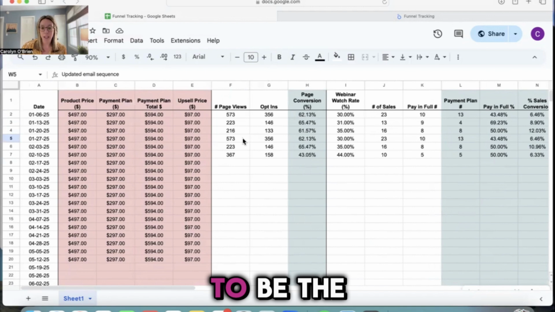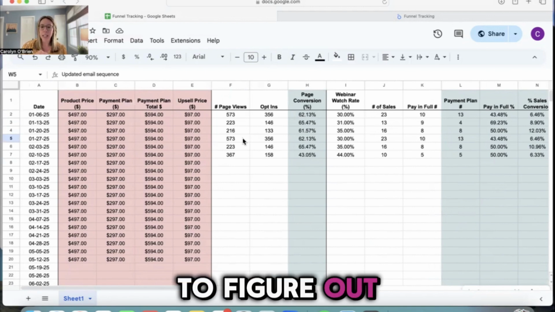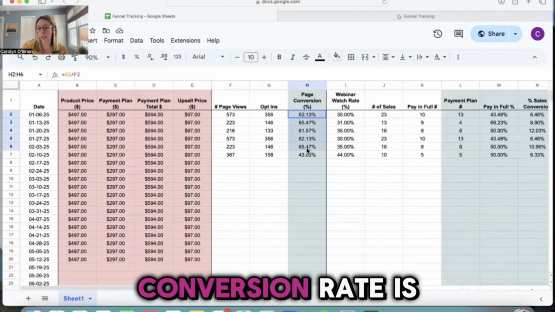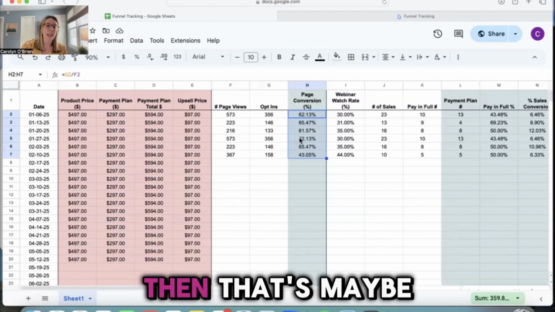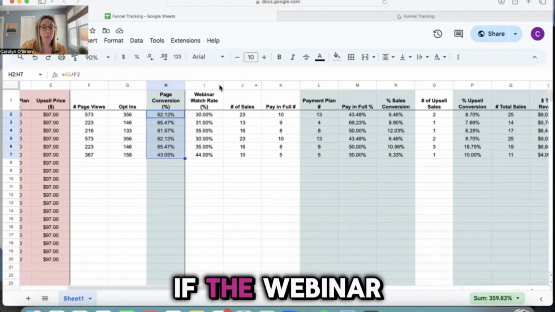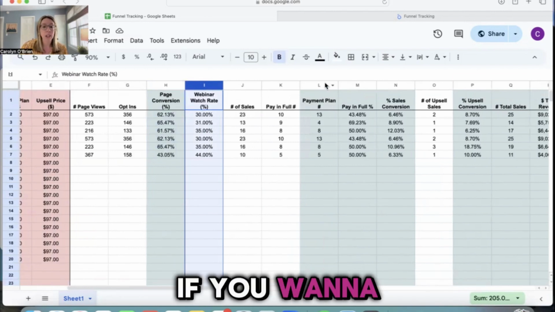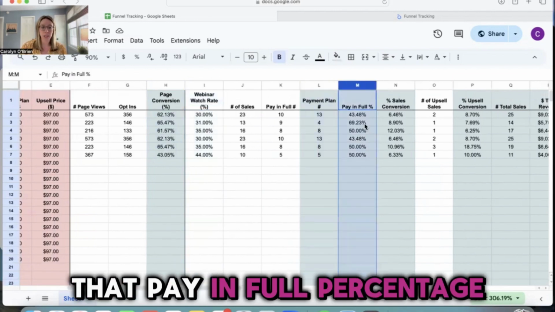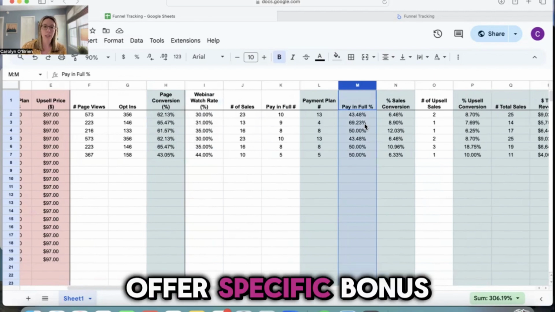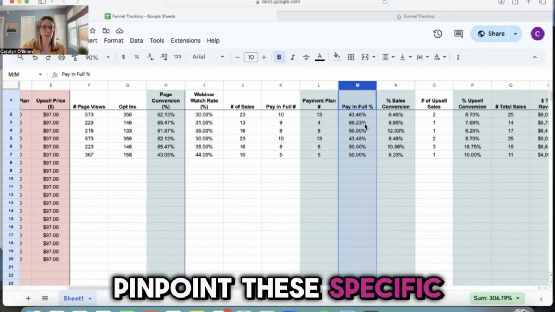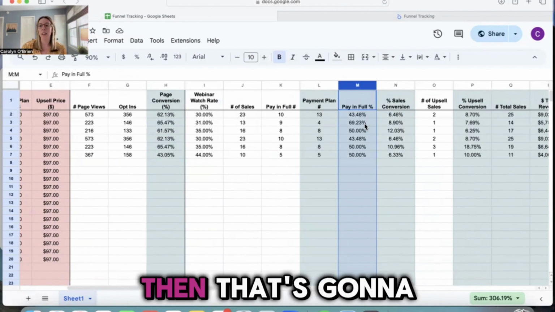I found this to be the best way to figure out what aspects are working in my funnel and what aspects are not working. If your page conversion rate is not high enough, then that's maybe an area you need to improve. If the webinar watch rate is really low, you can focus your attention there. If you want to try to increase that pay in full percentage, what can you do? Can you offer a specific bonus for pay in full, right?